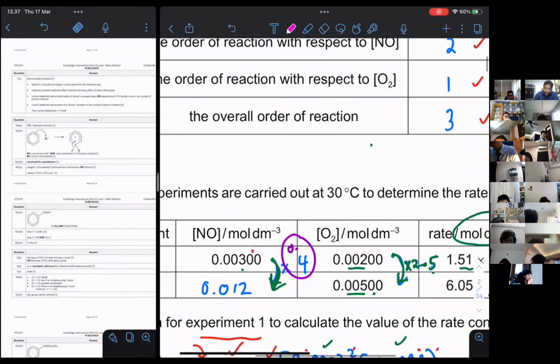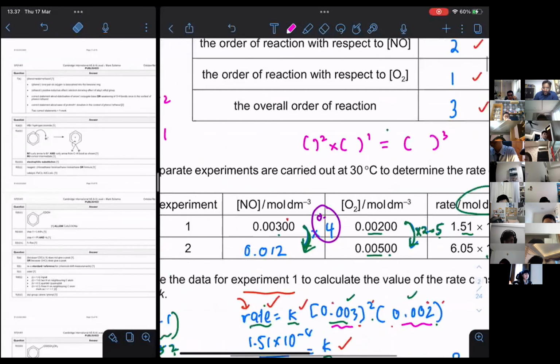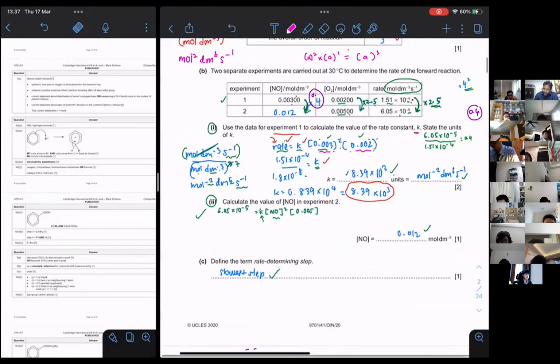This is your math. Something to the power of 2, and then you times it with something to the power of 1, you are going to get to the power of 3. So please remember that. In this case, you just follow the math formula, and you are going to get this as the unit. Please remember. Try to calculate. Shouldn't be any problem. The only mistake, the only problem that students will face, is missing out this per second.